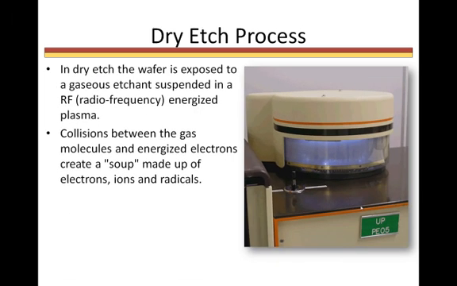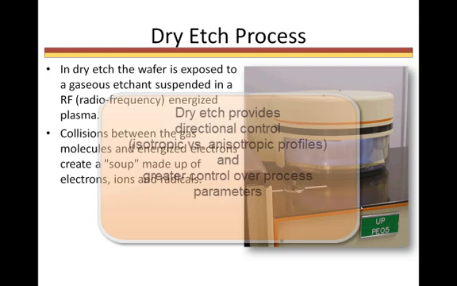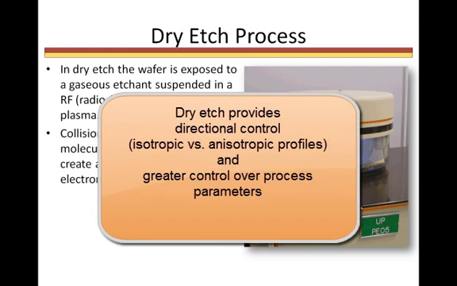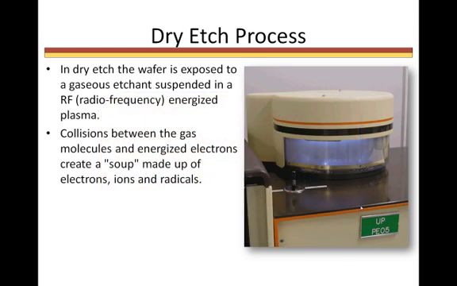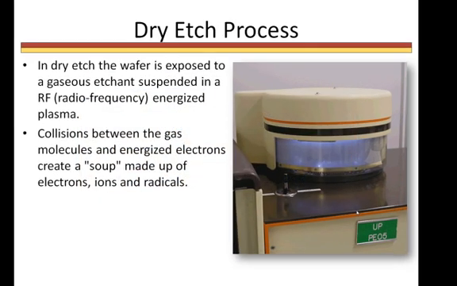By design, dry etch methods provide more control over the factors which influence etched results. Dry etch processes provide directional control of the etch, anisotropic profiles, and greater control over the process parameters such as pressure, temperature, gas flow, and power. This control allows very detailed and specific etching to be performed.